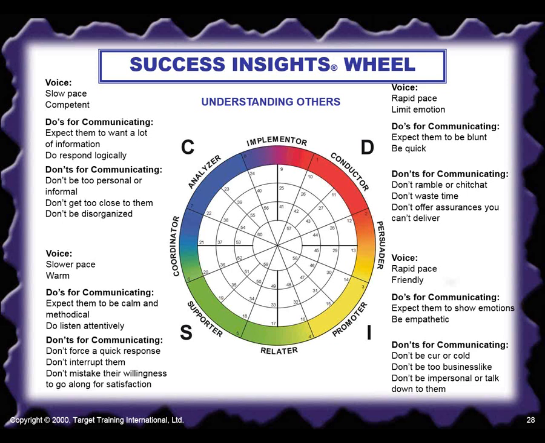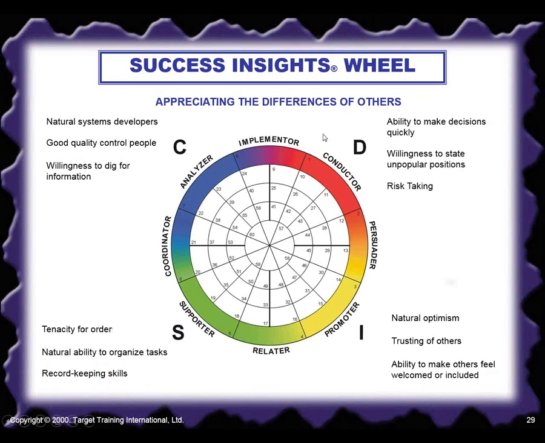Voice of the I is rapid and friendly. Do's and don'ts for communicating: expect them to show emotions, be empathetic. Don't be curt or cold. I think the word is missing here, a spelling issue. Don't be curt or cold. Don't be too businesslike, don't be impersonal or talk down to them. Again, you learn this by interacting with people and you will see that.